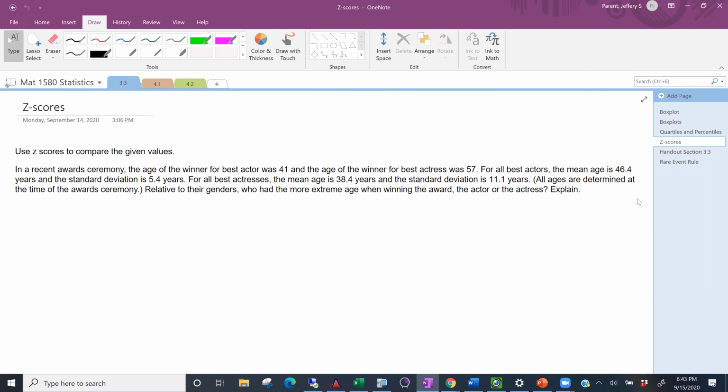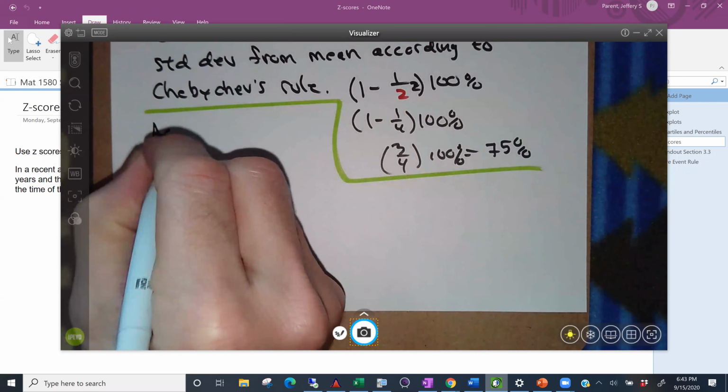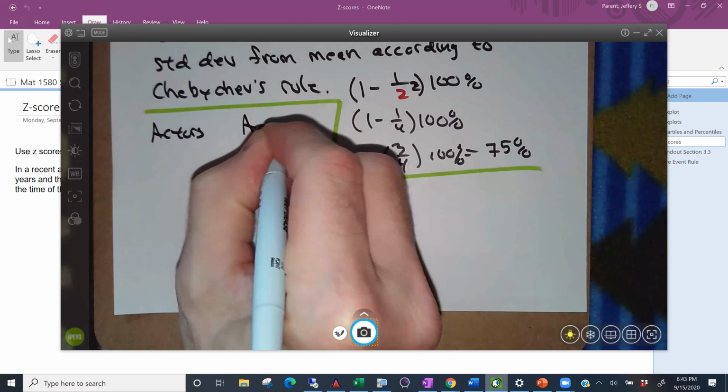So let's cover one last little bit here with z-scores and measures of position, and it's this particular problem. It asks us to use z-scores to compare the age of the winners for Best Actor and Best Actress for a given year. So we'll do that. And let me highlight for you some of the relevant information that we're going to need here for each of these two categories. So we're going to look at actors and actresses.